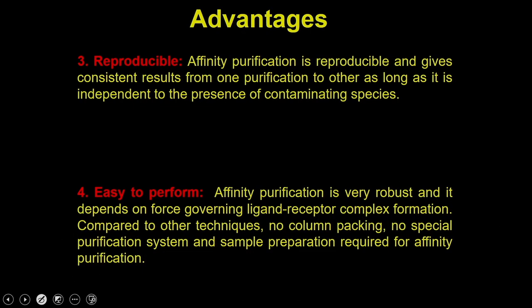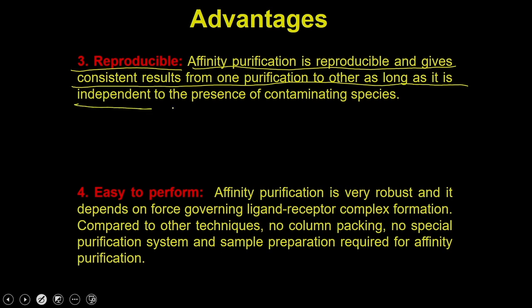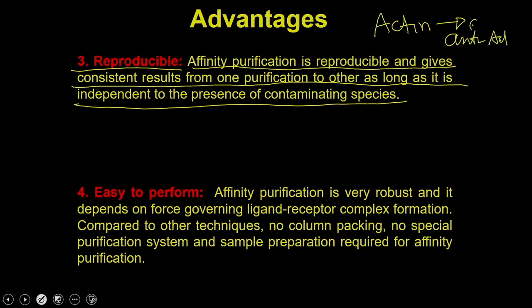The third advantage is that affinity chromatography is very, very reproducible. So affinity chromatography is reproducible, and it gives consistent results from one purification to another, as long as it is independent of the presence of the contaminating species. Suppose I want to purify actin and I am using anti-actin antibodies as the receptor to purify the actin.